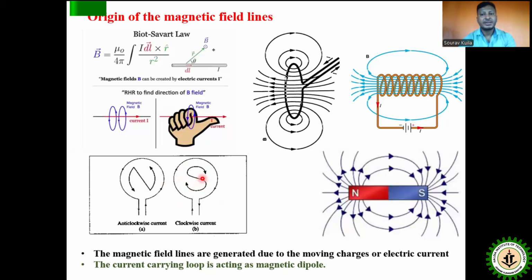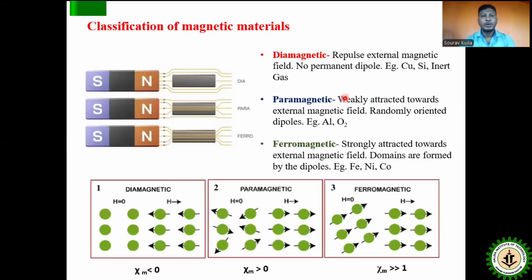So on one face the current flows in a clockwise direction, and on the other face the current flows anti-clockwise. One face is the south pole and the other face is the north pole. So a current carrying loop always creates a magnetic dipole. One side is the north pole, one side is the south pole.